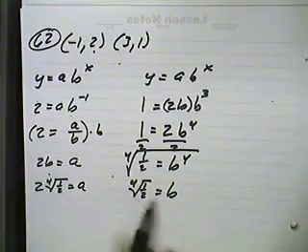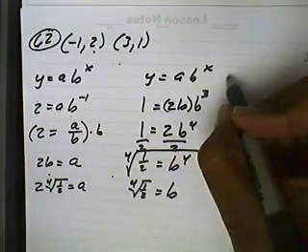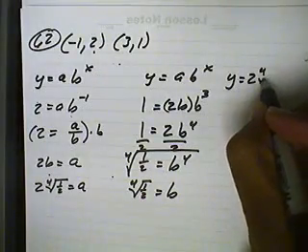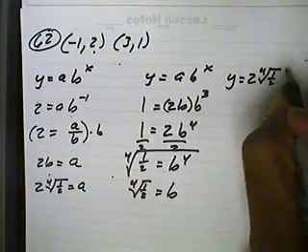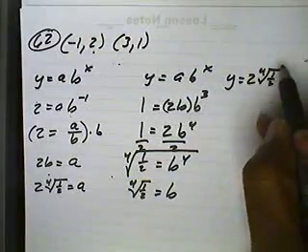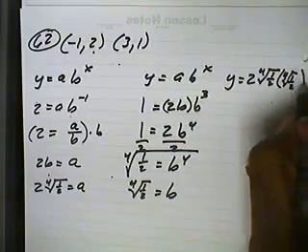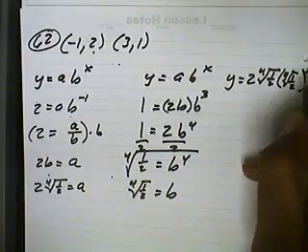So now that we have solved for a and b, we can rewrite this as y equals 2 times, in parentheses, the 4th root of 1/2, all raised to the x power.